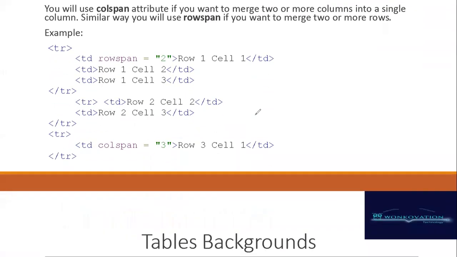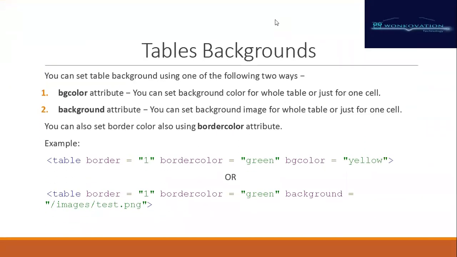Now moving further, the next topic will be table background. If we wanted to give a background over there, you can set it in one or two different ways. First will be the bgcolor attribute, then another way will be the background attribute. If you wanted to put an image over there, we will use the background attribute. If you wanted to put a color, we will write the bgcolor attribute.